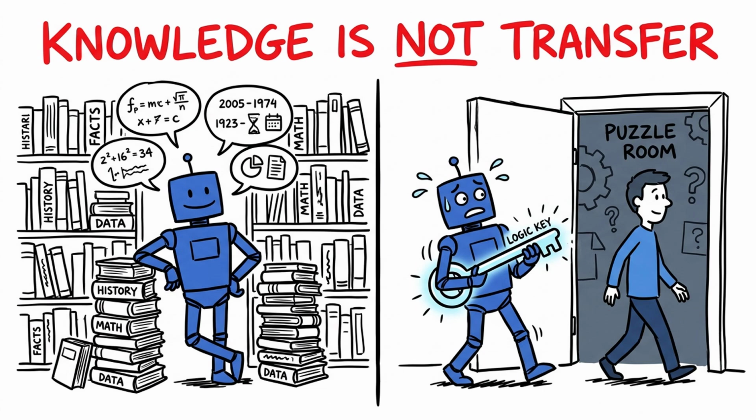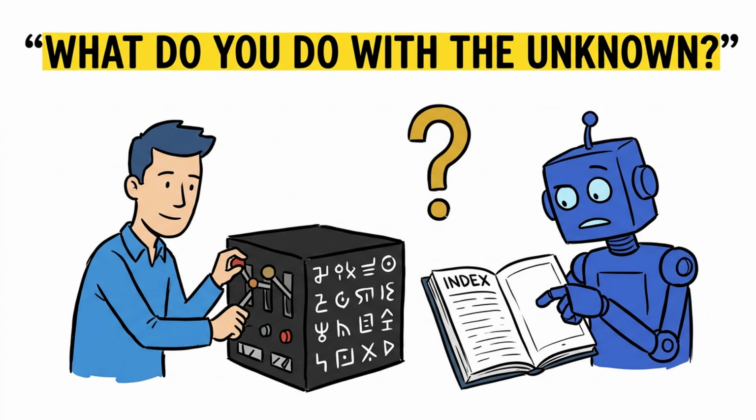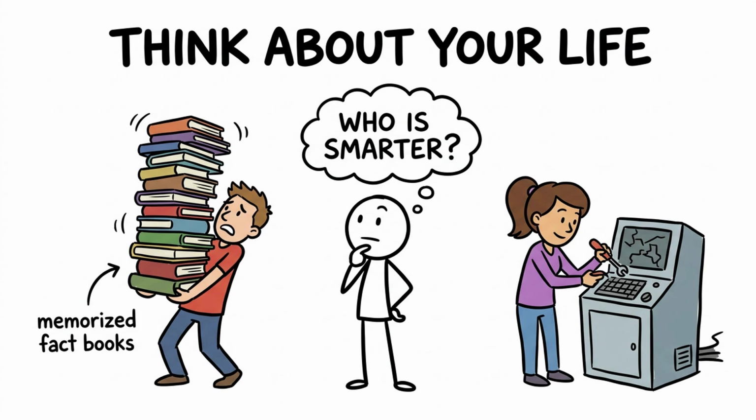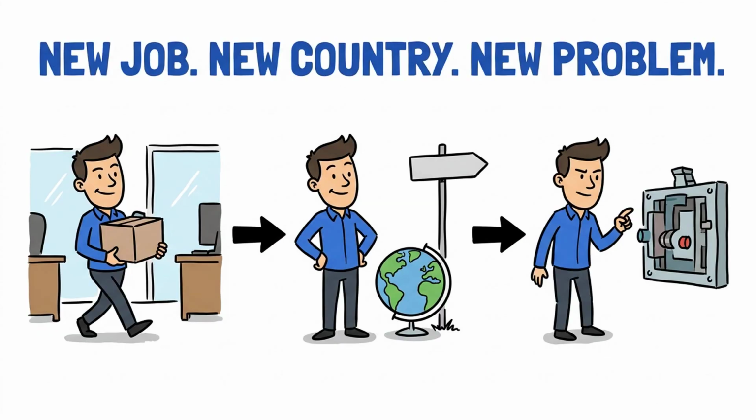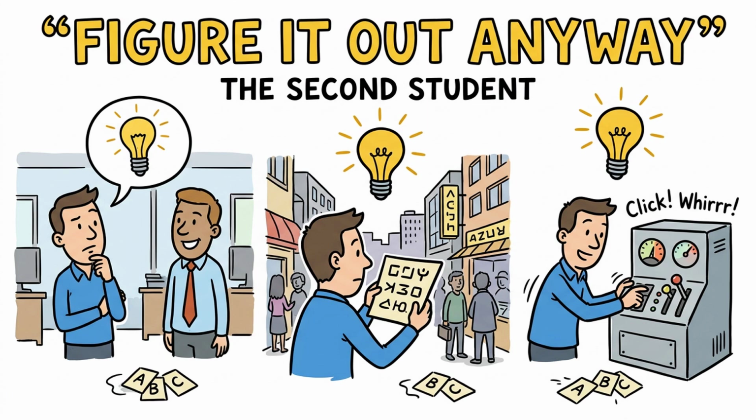And maybe that's the real lesson hiding underneath all of this. Intelligence was never really about how much you know. It was always about what you can do with what you don't know yet. Think about your own life for a second. The people you admire most for their intelligence probably aren't the ones who memorize the most facts. They're the ones who can walk into a completely unfamiliar situation, a new job, a new country, a new kind of problem, and figure it out anyway. That's not memorization. That's the second student.